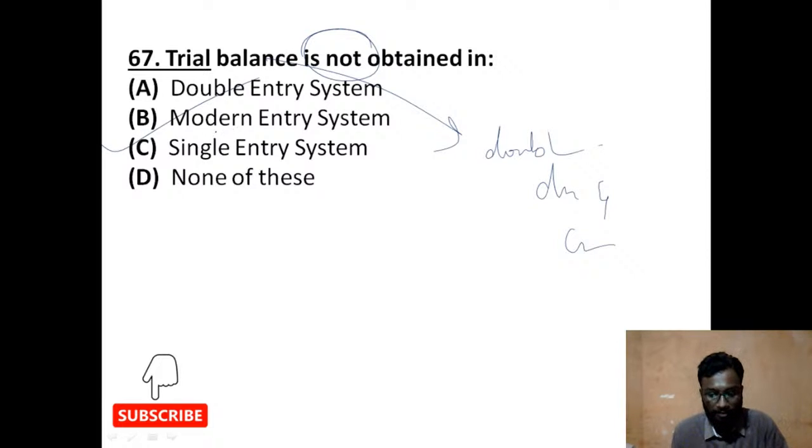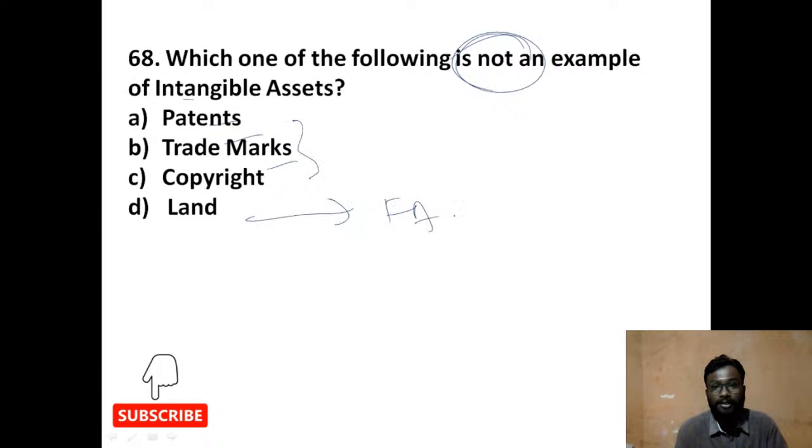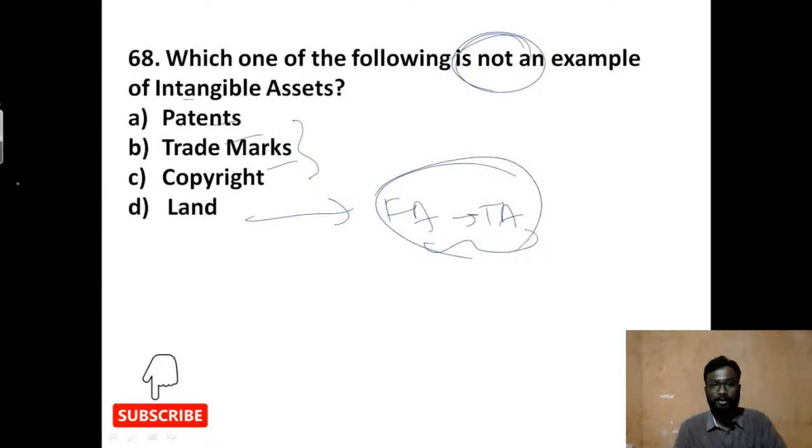Is that okay? Yes. So which one of the following is not an example of intangible assets? He is asking us which is not an example. Patents, trademarks, copyrights are intangible assets, whereas land is a fixed asset, which is a tangible asset. Tangible asset is a part of fixed asset. So option D is the right answer.